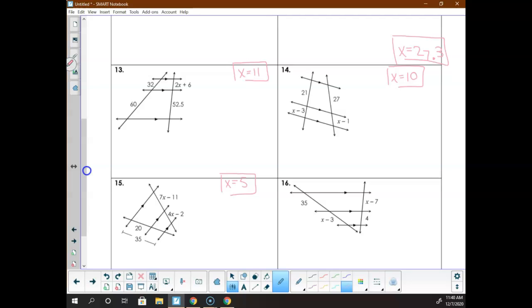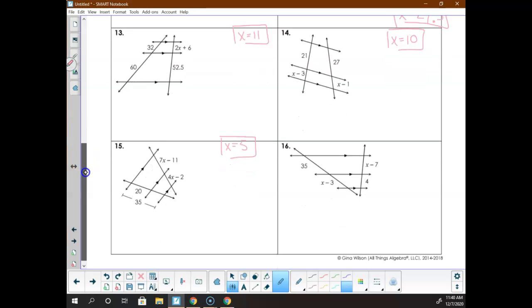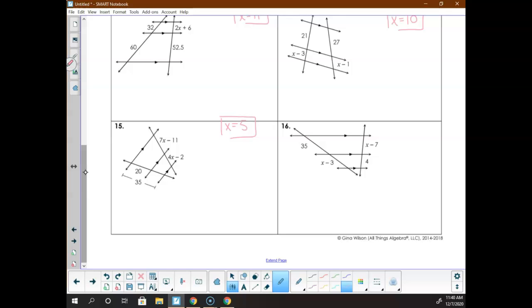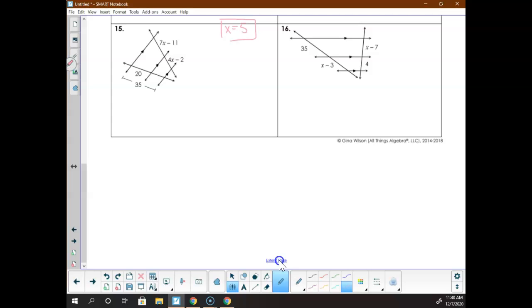Do you guys want to try the factoring one on your own, or are we not there yet? Not even remotely. Okay, so I'm going to extend my page out just a little bit so I have some more room to write. Top, bottom. I clicked a blue pen. What are you doing?